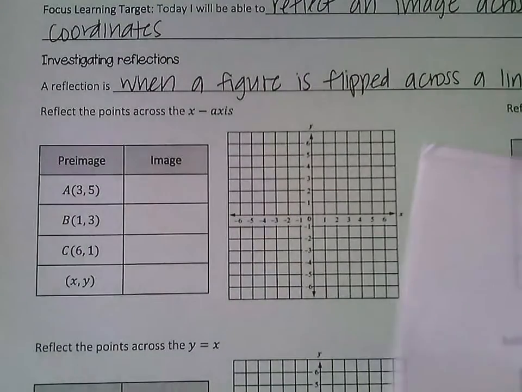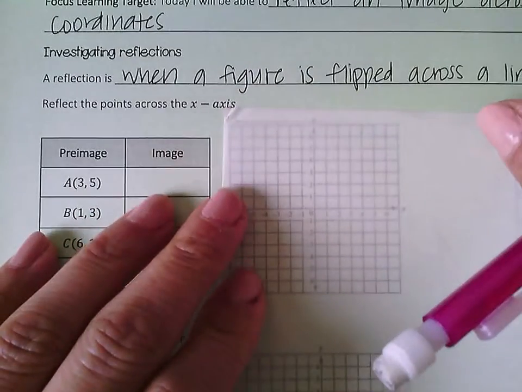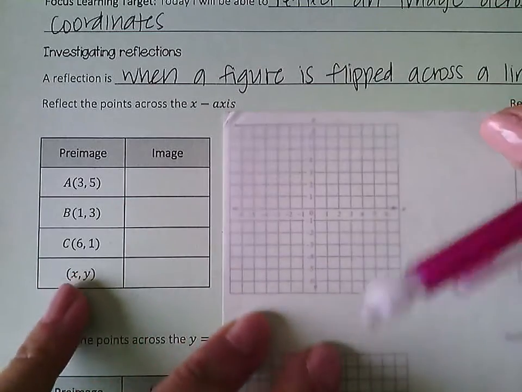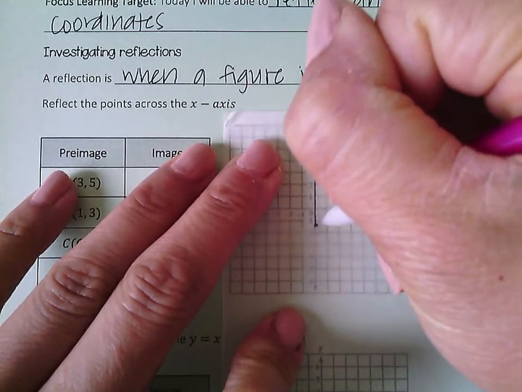So we're going to be using patty paper when we're doing reflections. And so in our first scenario here, we're going to go ahead and use our patty paper. Use pencil. Pencil typically draws better on patty paper. The first thing you should always do is draw your X and your Y axis.